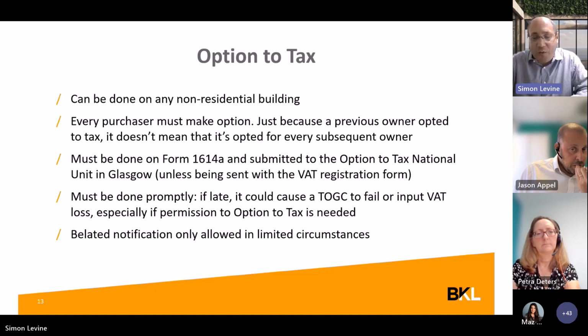This is a question I get a lot with transfers of going concerns. Every owner must make their own option. It must be on a form 1614A and submitted, ideally by email, to the option to tax unit in Glasgow. It must be done promptly, because if it's done late, it could actually cause a transfer of a going concern to fail or input VAT to be lost, especially if permission is needed.